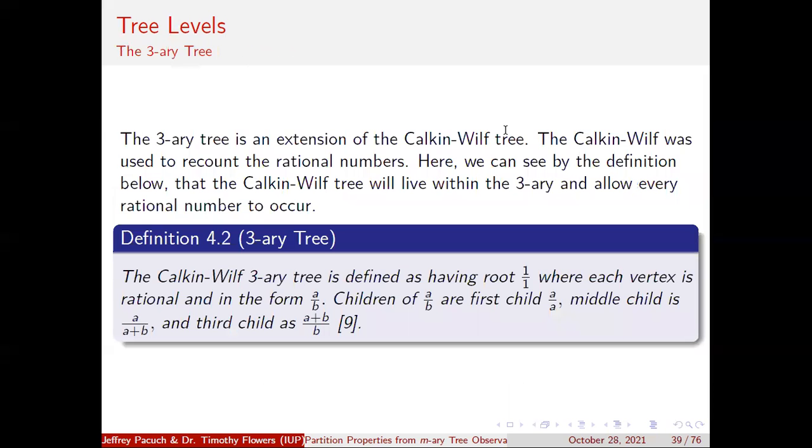So now that we've talked about the Calkin-Wilf tree, which is the level 2 of the tree, let's actually get into the 3-ary tree. The 3-ary tree is an extension of the Calkin-Wilf tree, and it's defined by the following. The Calkin-Wilf 3-ary tree still has root 1/1, but this time we have 3 children instead of 2 children. So some fraction a over b will have children a over a, a over a plus b, and a plus b over b.